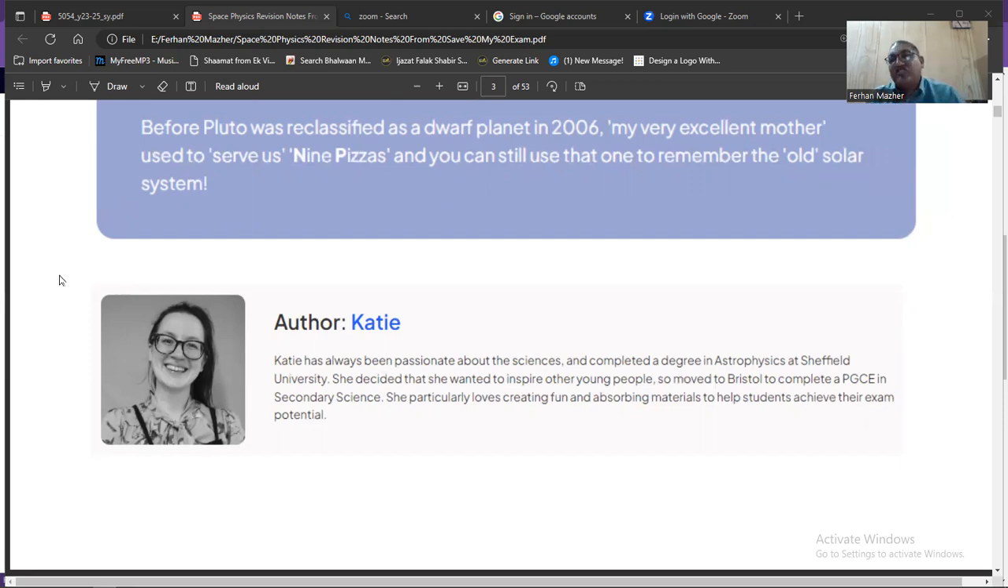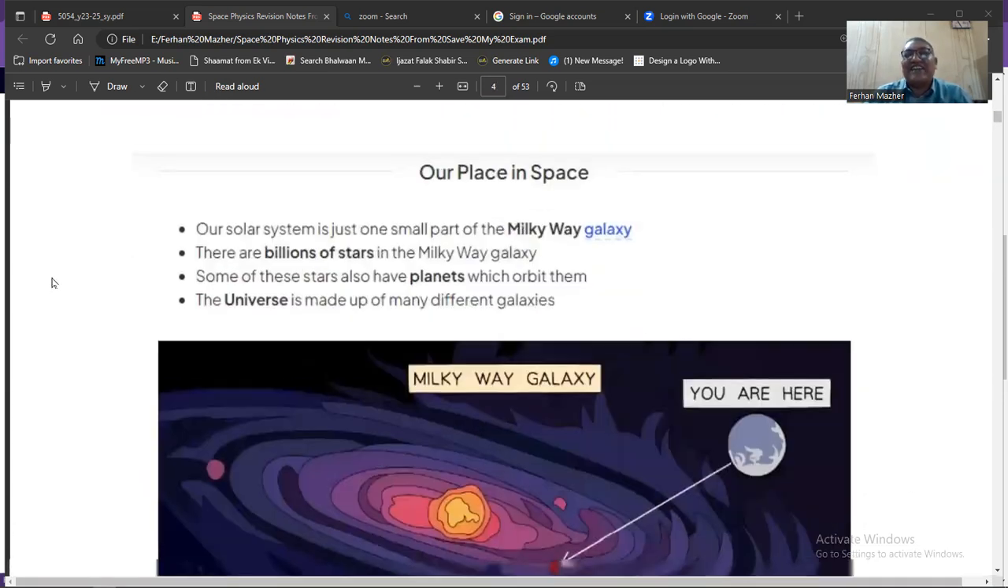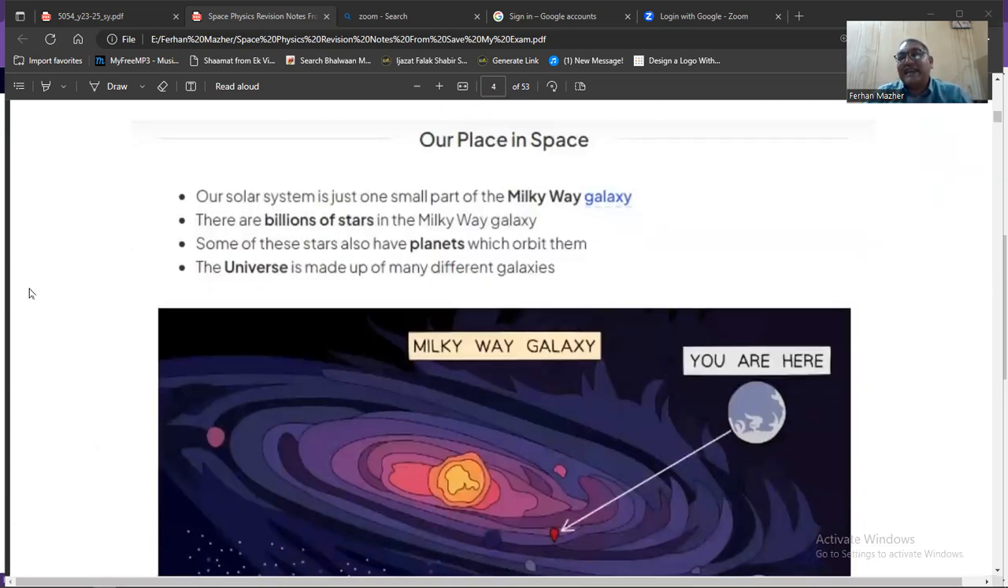So this literature, which we are using to revise space physics, is actually written by author Katie, not by me. I'm just using it. I have taken it from Save My Exams.